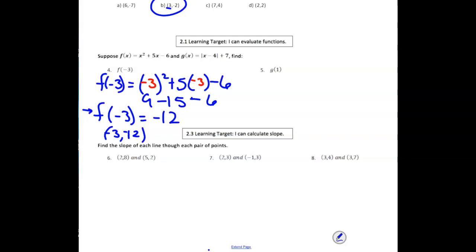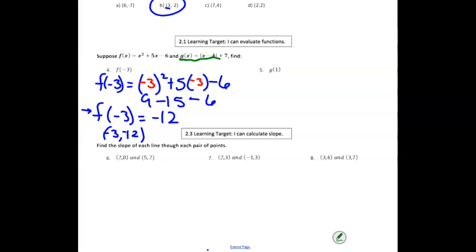All right, this one says find g of 1. This time we need to use the function labeled g. So we have absolute value. We're going to dump a 1 in for x. 1 minus 4 is negative 3. The absolute value of negative 3. 3 plus 7. So g of 1 equals 10. Okay?